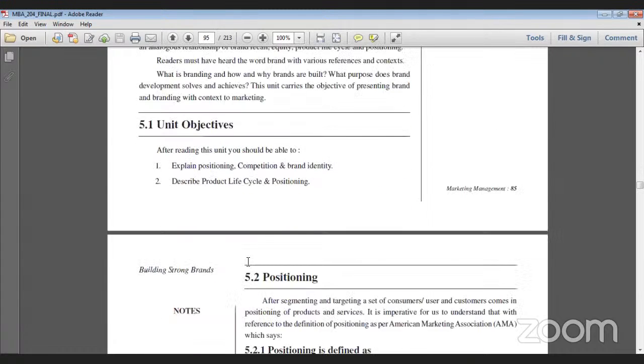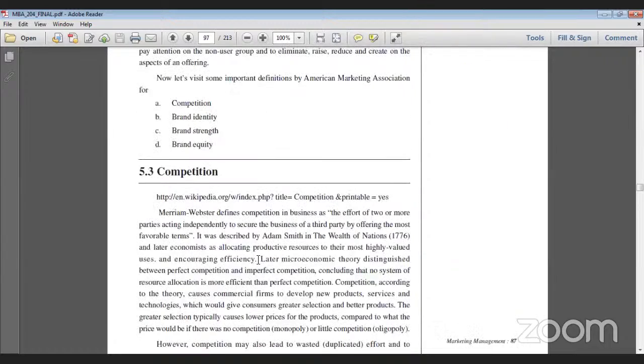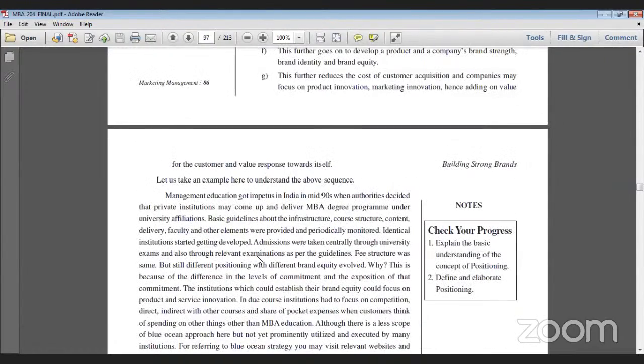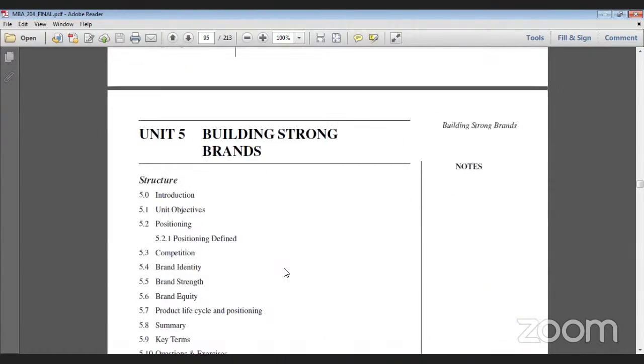Now, building a strong brand. Definitely, marketing plays an important role in building a strong brand. We can say development of a market product, right? Over here, product development plays an important role, developing a new product. The marketing mix that we have discussed earlier is also coming in this concept that is called building strong brands.